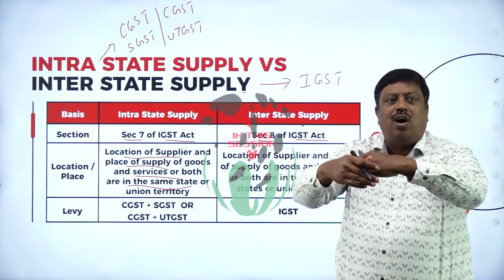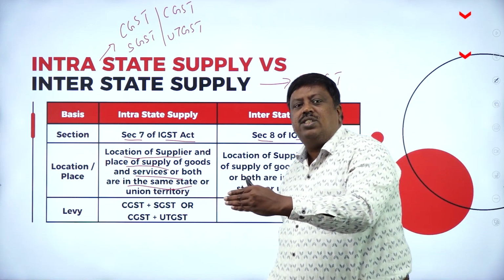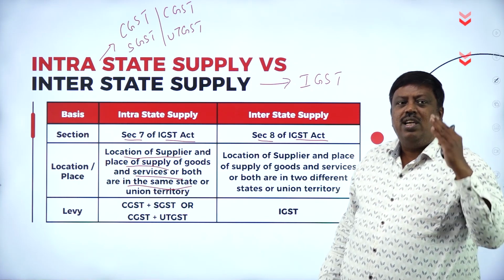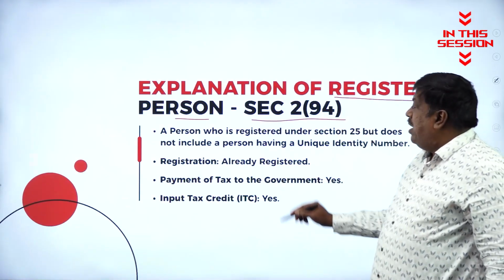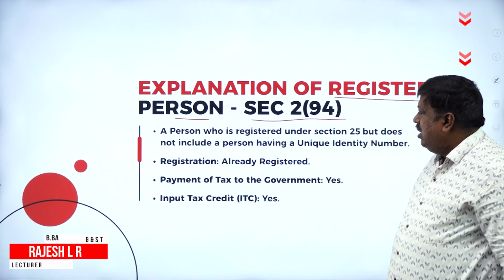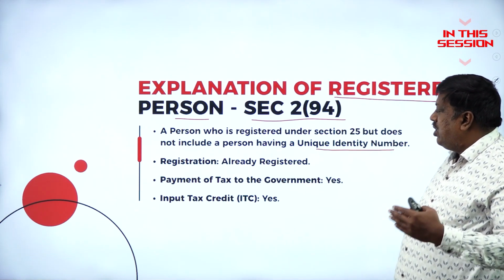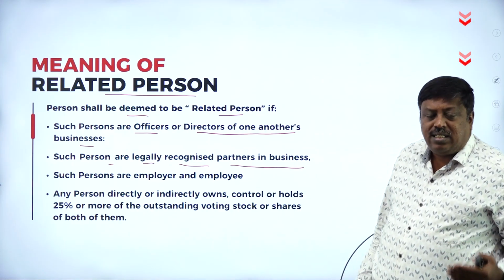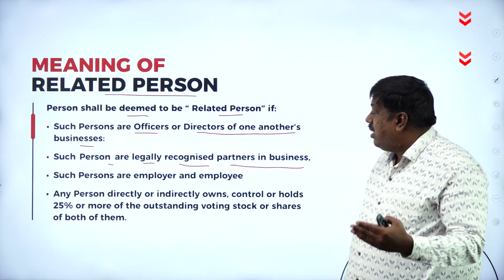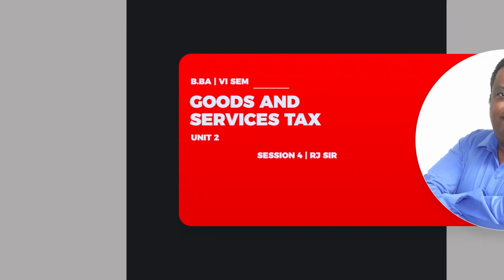Within the boundaries of the same place or the same state or same union territory, if the transaction takes place, then it is called intrastate supply. A person who is registered under the GST Act is called a registered person, and a unique identity number will be given under section 25. If any partners are there in a partnership firm, then the partners are legally recognized and they are called the persons for the payment of tax.